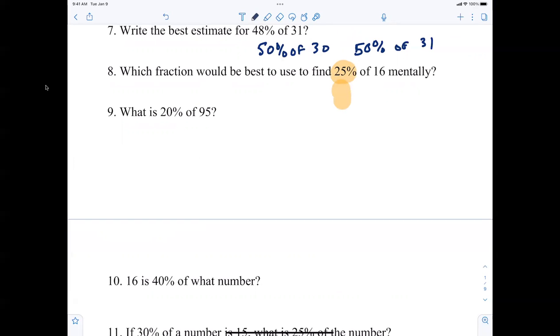Correct? Yeah. All right, come on, man. You should have known that. 75% is what? 3/4. Agreed? Now, also, if you're not sure, you could have just done 25 over 100 and reduced the fraction.